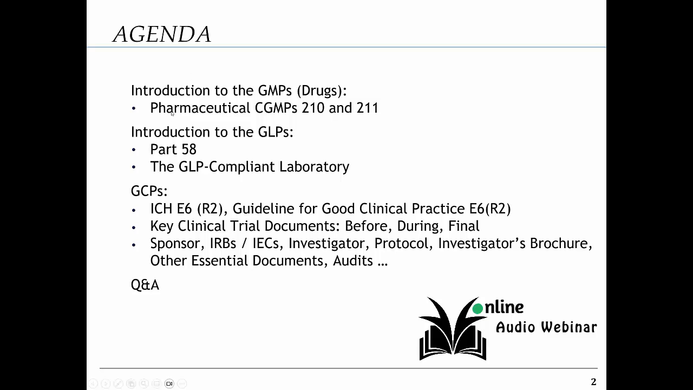Now, the sponsor is usually a pharmaceutical company. It could be a clinic as well, could be a group of doctors, but often it's a pharmaceutical company for pharmaceuticals or a manufacturing company for devices.